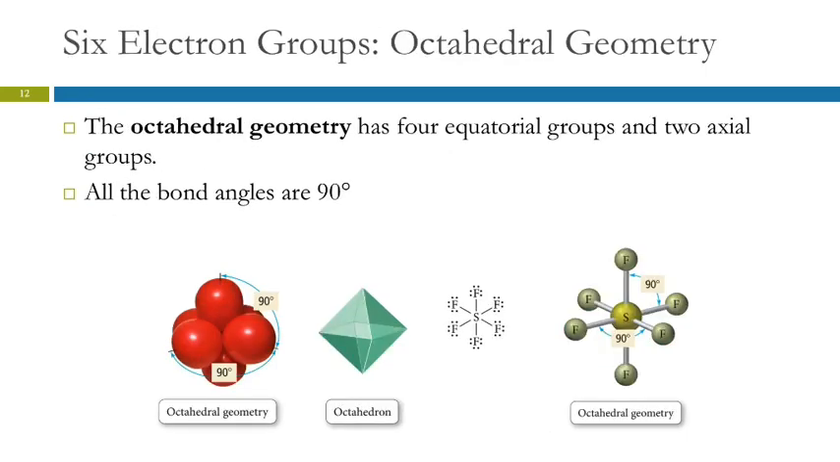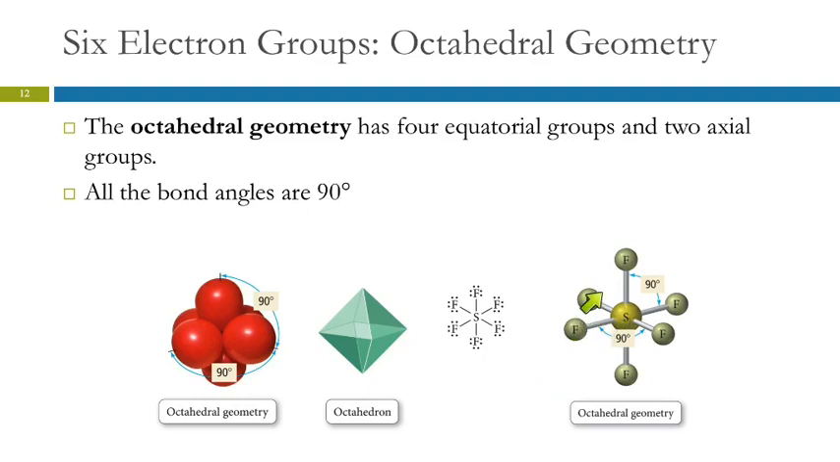The octahedral geometry, we add in another group. So we add in another balloon, and that's going to push the previous balloons closer together, and we end up with what's called an octahedral geometry. This makes an octahedron. So it has 6 points.